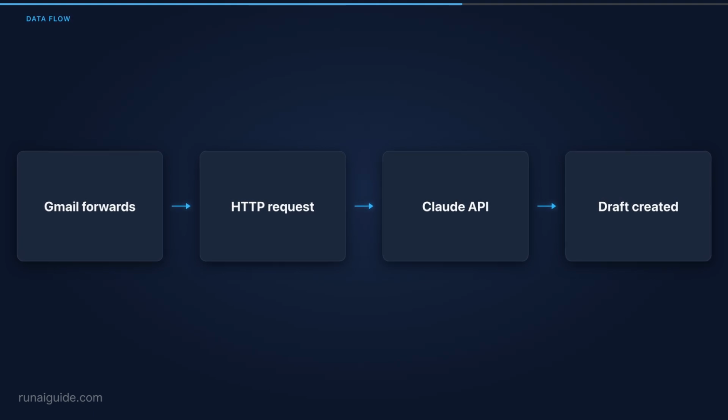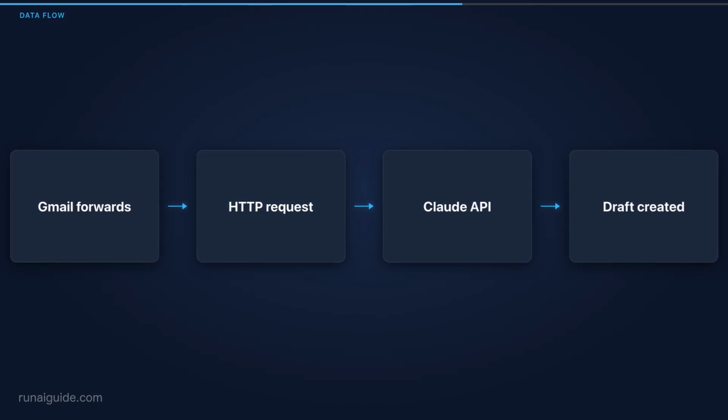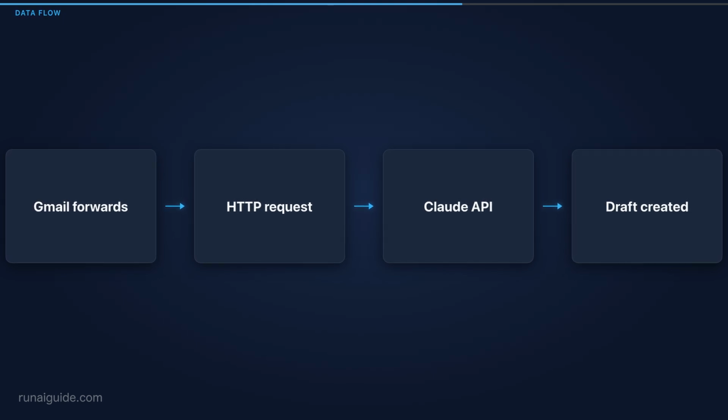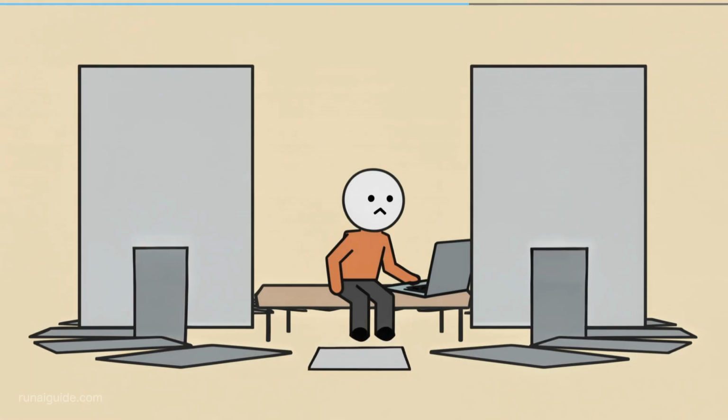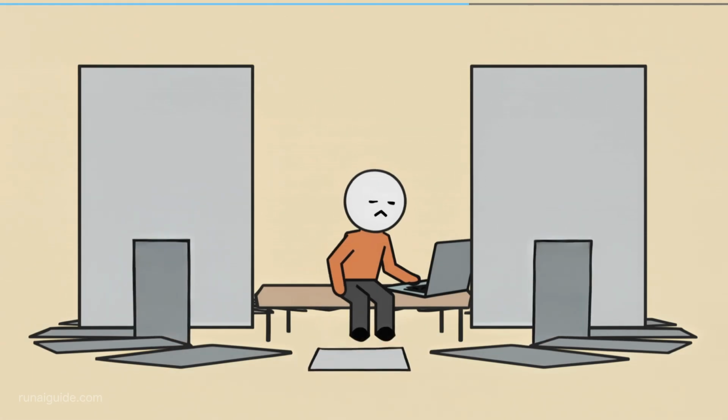Gmail forwards trigger n8n webhook → HTTP request sends email body, sender info, and context notes to Claude API → Claude returns qualification score, client need, response draft, and confidence level → Gmail creates draft reply with Claude's content.